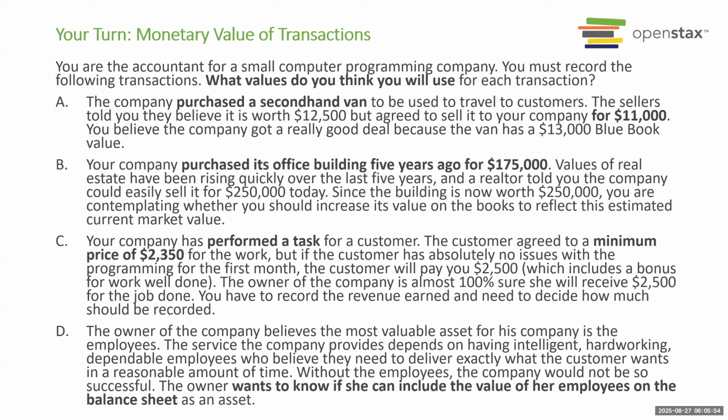So you're an accountant for a small computer programming company. You must record the following transactions. What transactions or values do you think you use? So here we have A, the company purchased a secondhand van to be used to travel to customers. The seller told you they believe it is worth $12,500, but they agreed to sell it to you for $11,000. You believe the company is getting a really good deal because the van on Blue Book is $13,000.